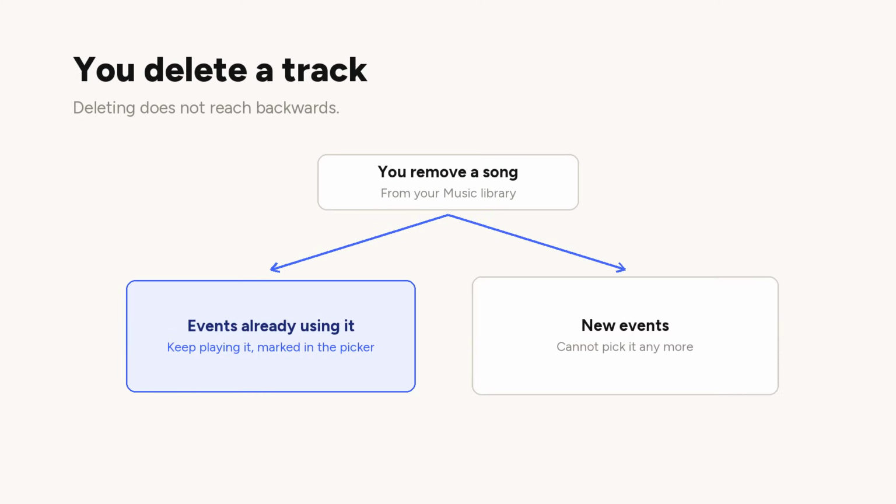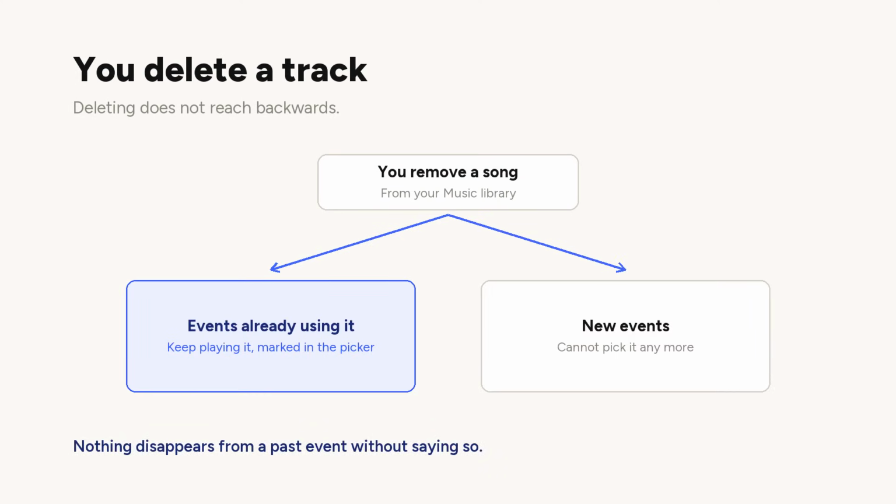One more thing off that sheet. If you delete a track from your library, events already using it carry on playing it. Deleting only stops you picking it for something new. And the app marks those tracks in the picker so nothing vanishes without explaining itself.